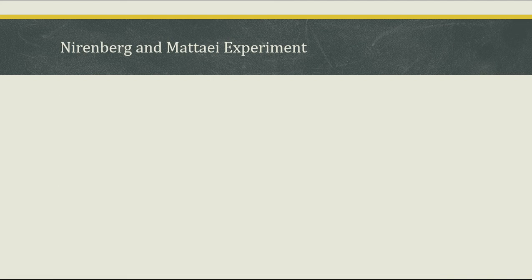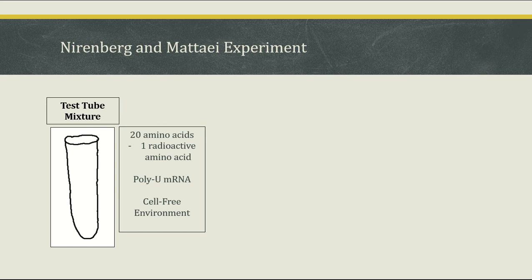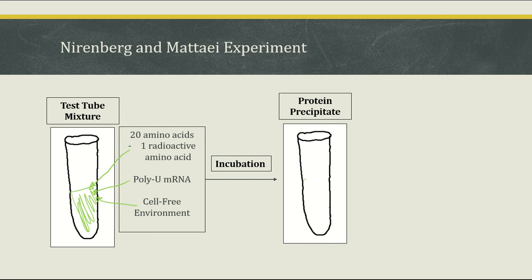The extract is placed in 20 test tubes, with each test tube containing a radioactive amino acid, 19 other normal amino acids, and poly-mRNA, which was mRNA containing only uracil units. The tube was incubated, and translation occurred within the test tube, resulting in a protein precipitate.